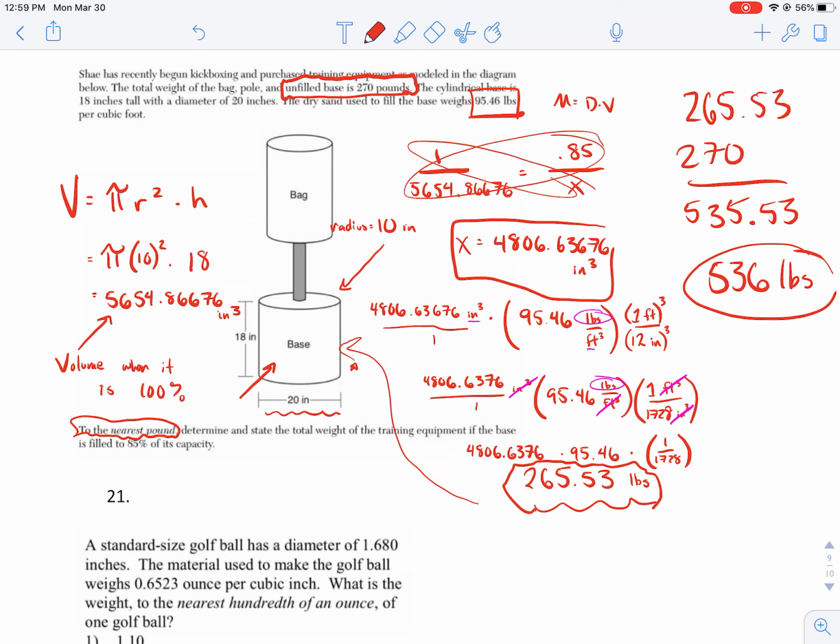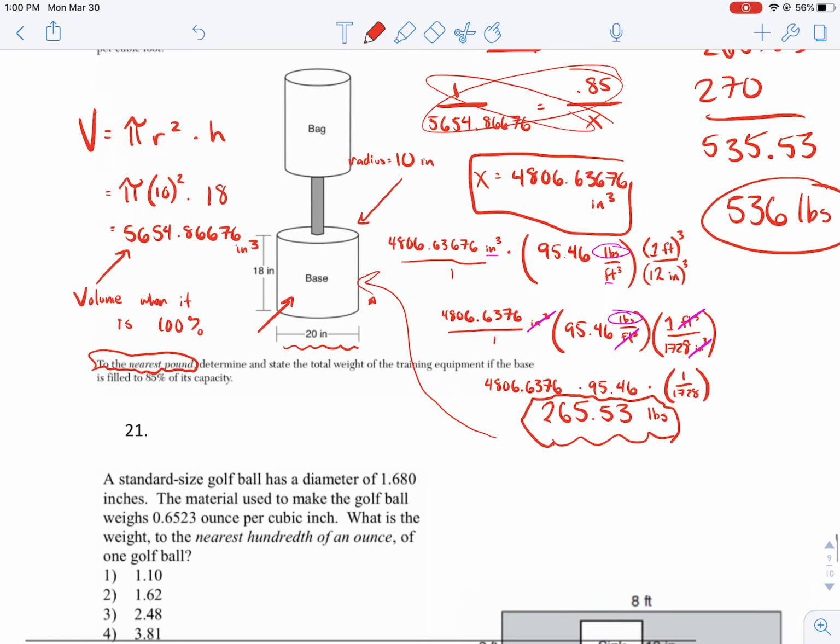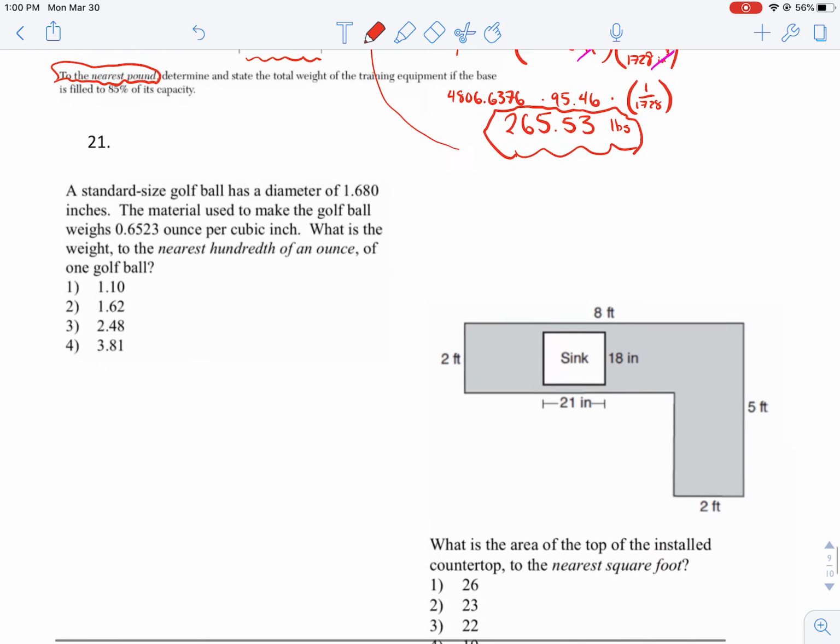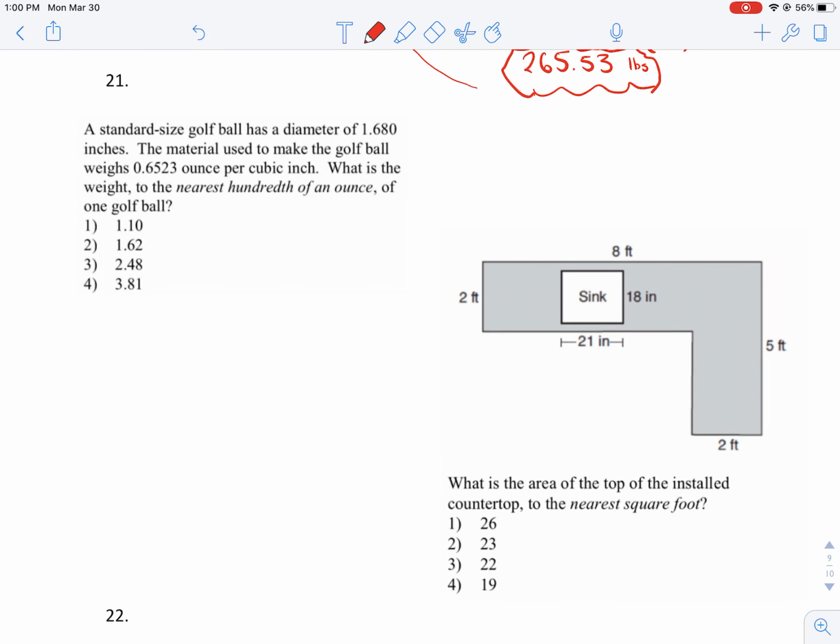Okay, so these density problems do have a lot going on here. Not only are you trying to find the volume, let's find the volume, we have to find the mass. And once we find the mass, we have to add it to the other mass. In this case, it was the weight of the kickboxing training equipment when it was unfilled. Okay, so that is our answer to number 20.